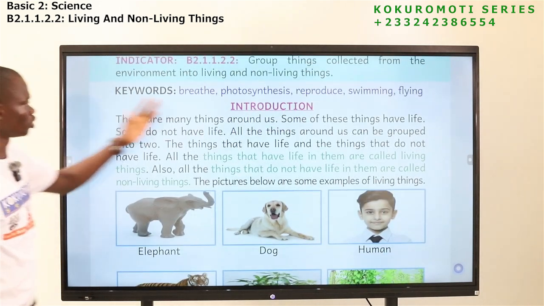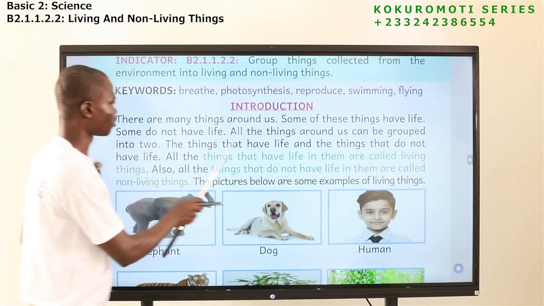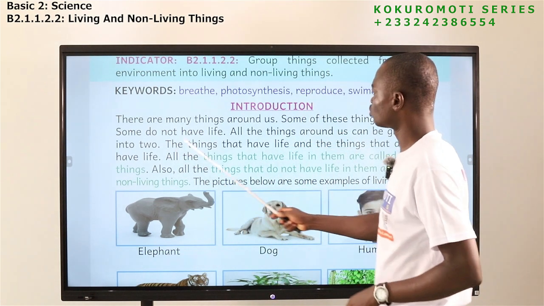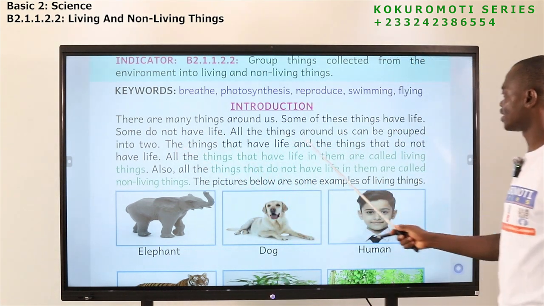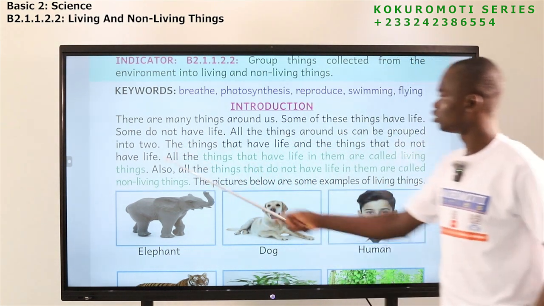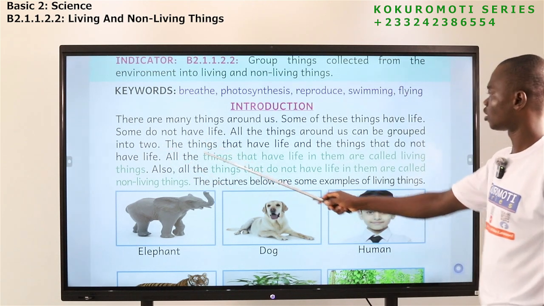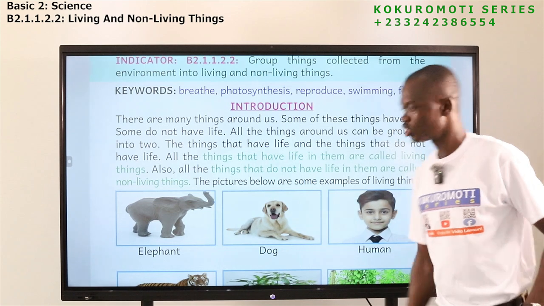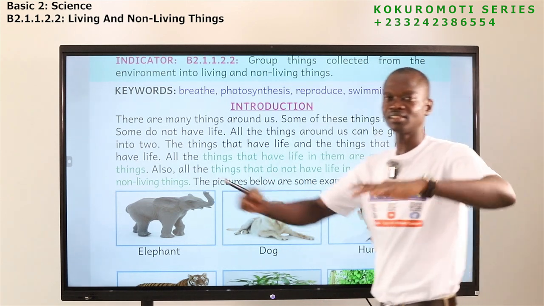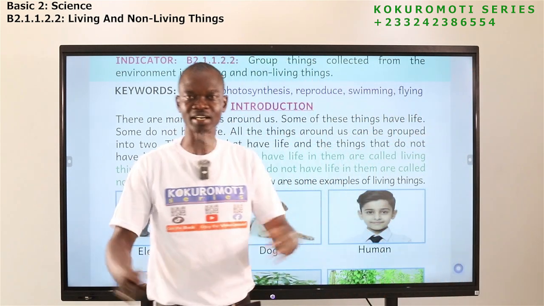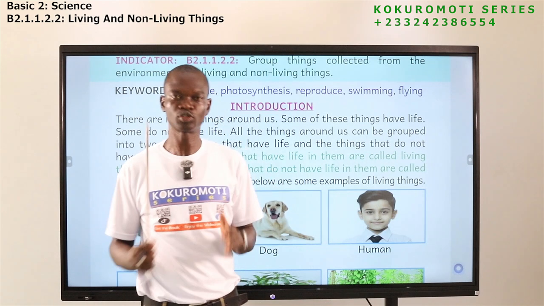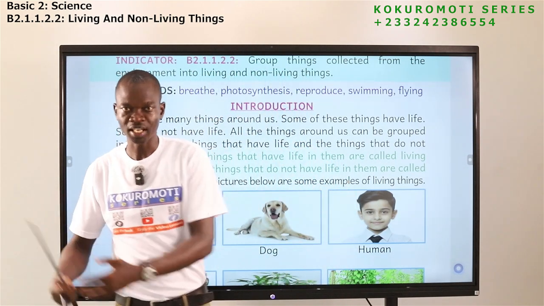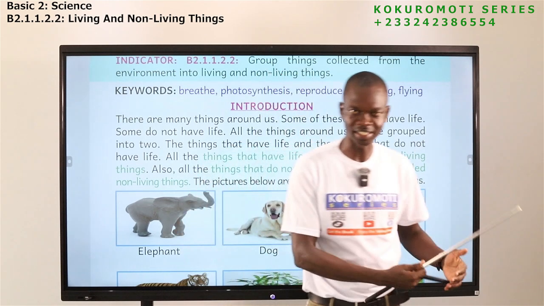Let's move on. Introduction. There are many things around us. Some of these things have life, and some do not have life. All the things around us can be grouped into two: the living, the things that have life, and the things that do not have life.